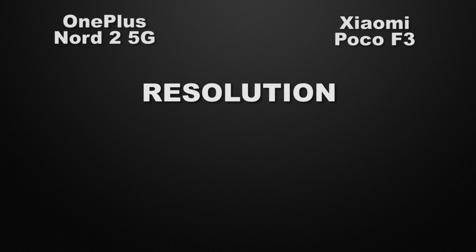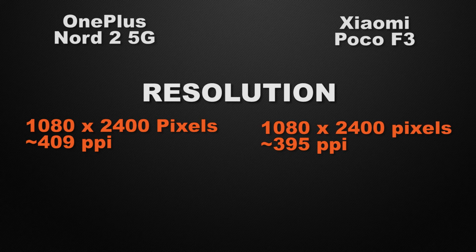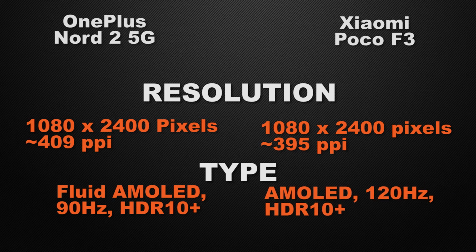Let's talk about the screen resolution of the devices. Nord 2 comes with a Full HD Plus display. On the other side, F3 also has a Full HD Plus display, so it's a tie. And about the display type of the devices, Nord 2 has a Fluid AMOLED display with a 90 Hz refresh rate with HDR10 support. On the other side, F3 has a Super AMOLED display with a 120 Hz refresh rate with HDR10 Plus support.